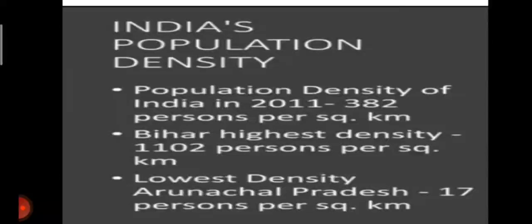India's population density. Population density of India in 2011 was 382 persons per square kilometer. Bihar has the highest density, 1102 persons per square kilometer. The lowest density is in Arunachal Pradesh, 17 persons per square kilometer.